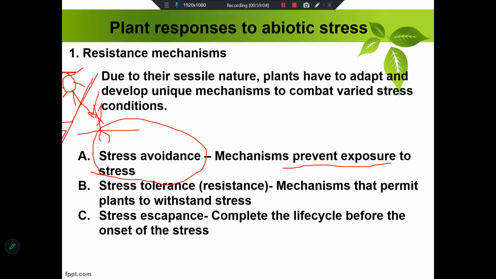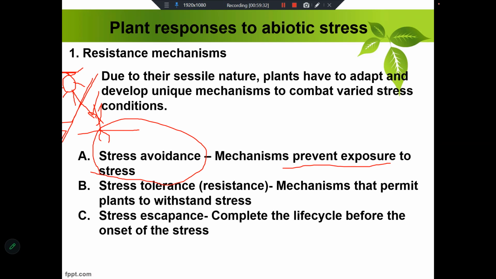We know that anthocyanin is a stress related chemical, so plants can tolerate stress by producing anthocyanin pigments. There are different functions of these anthocyanin pigments, so that is a stress tolerance mechanism, not a stress avoidance mechanism. Because of the production of anthocyanin, plants can withstand the stress. There will be a lot of other examples we will talk about later.